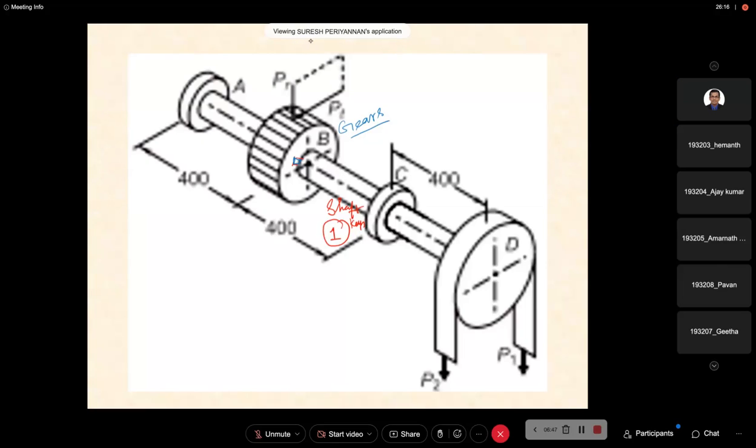In the spur gear design... Hello, sir. Yeah, some mistake.